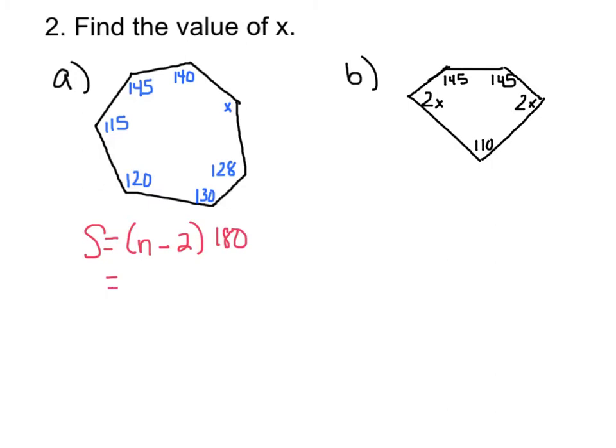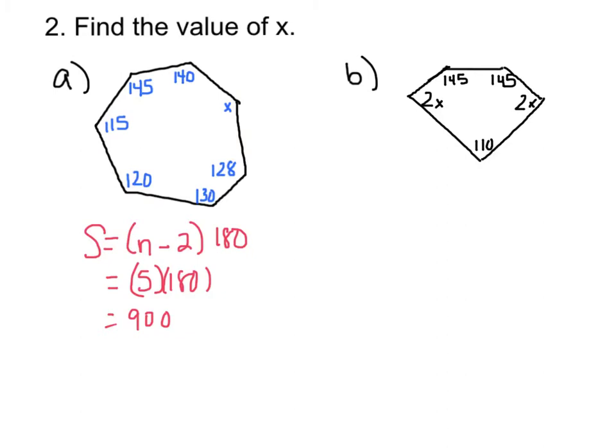Well, there are 7 sides. 7 minus 2 is 5. 5 times 180 is 900. So we know all of these angles together. Every one of these angles adds up to give you 900. So all you do is add up all the other angles.